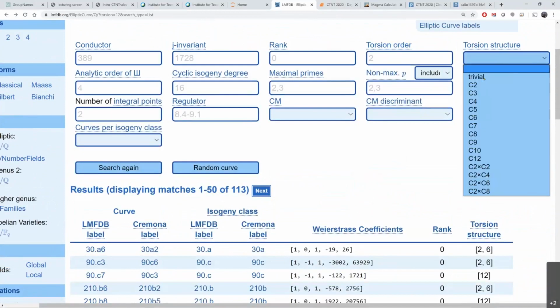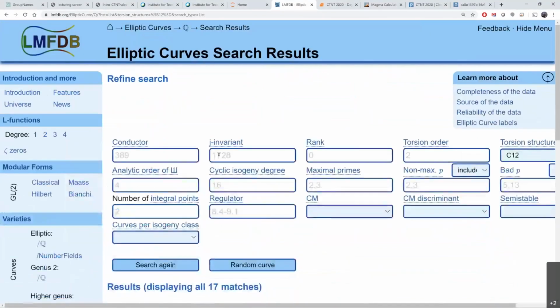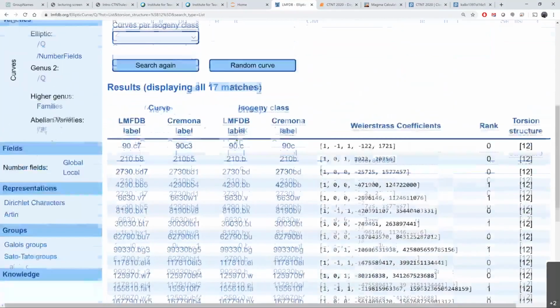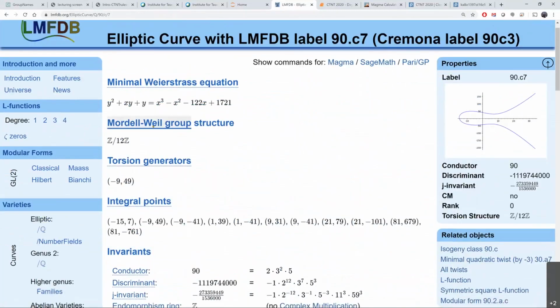Here, I have all these windows blocking my view. Let me see. I want the torsion structure to be Z mod 12. Search again. Here is an elliptic curve now where the torsion structure is Z mod 12. So here is 90C7. And for this elliptic curve now, the Mordell-Weil group is Z mod 12.